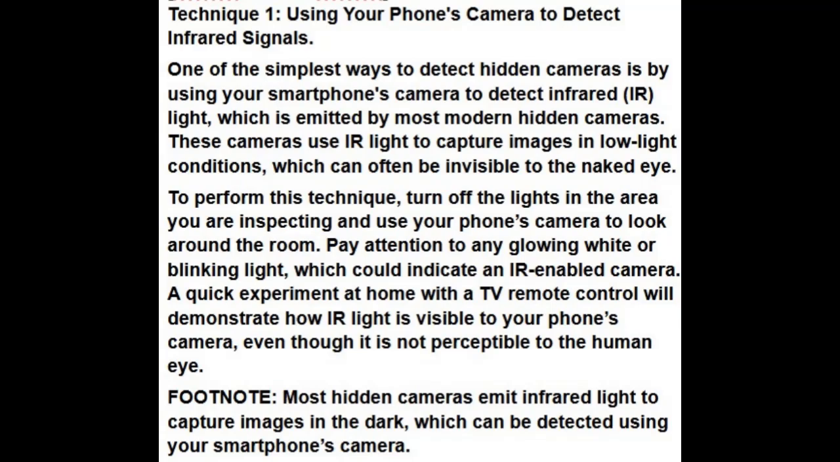Pay attention to any glowing white or blinking light, which could indicate an IR-enabled camera. A quick experiment at home with a TV remote control will demonstrate how IR light is visible to your phone's camera, even though it is not perceptible to the human eye. Footnote: most hidden cameras emit infrared light to capture images in the dark, which can be detected using your smartphone's camera.